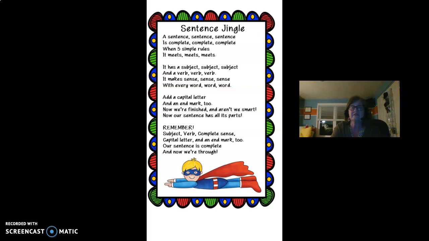Now our sentence has all its parts. Remember, subject, verb, complete sense. Capital letter and an end mark too. Our sentence is complete and now we're through.